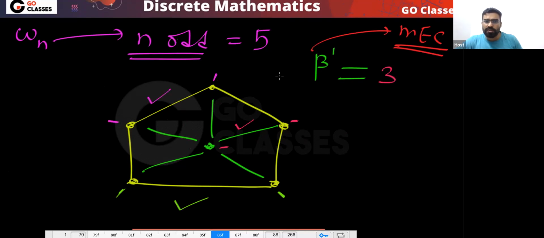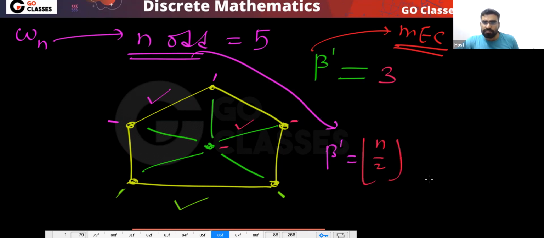If your n is odd, then what you can do? From the outside circle you can take n by 2 floor, and one edge you can take from here. So that is the same as n by 2 ceil. Is this clear, Arpan? Tell me.